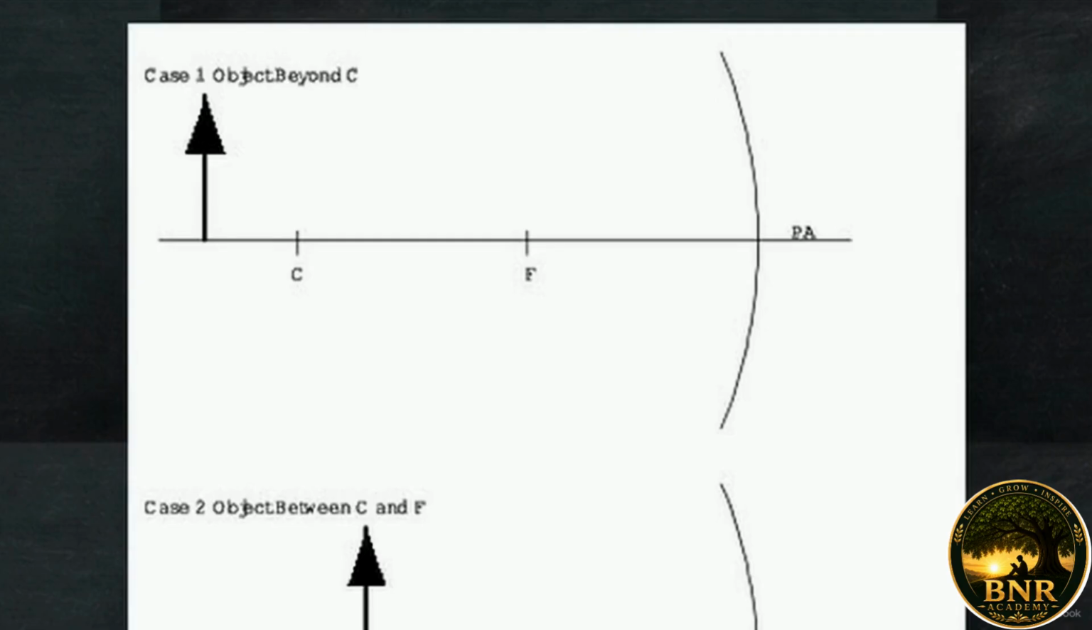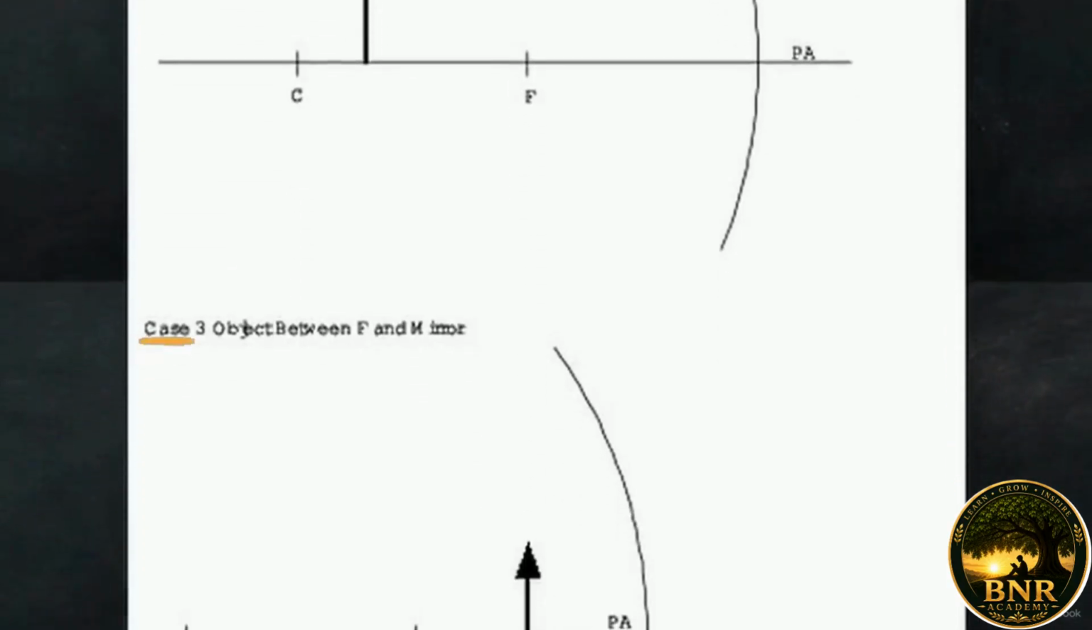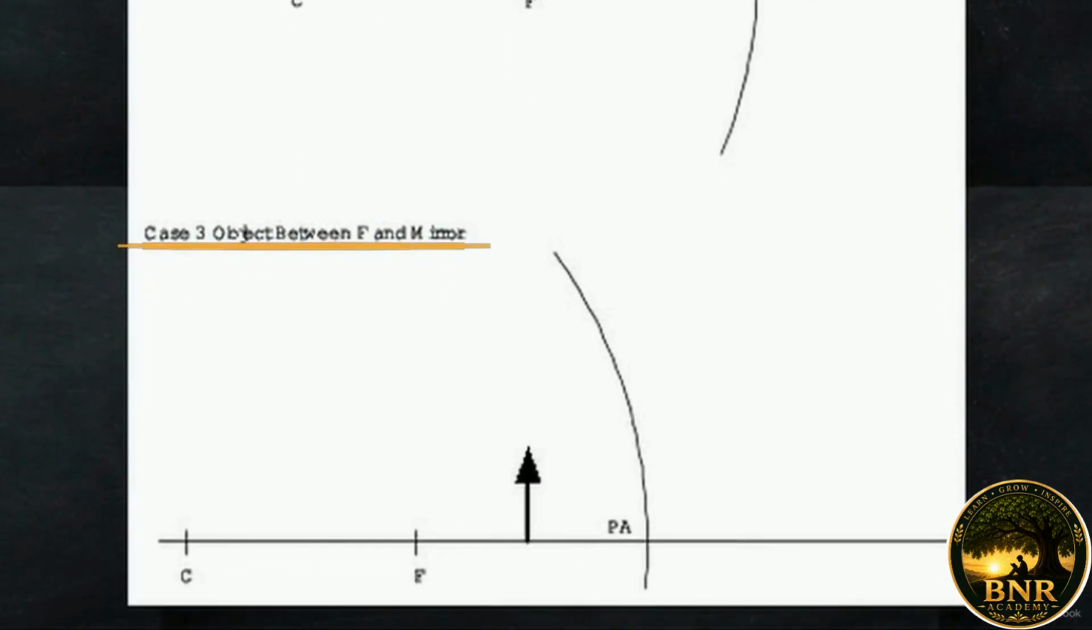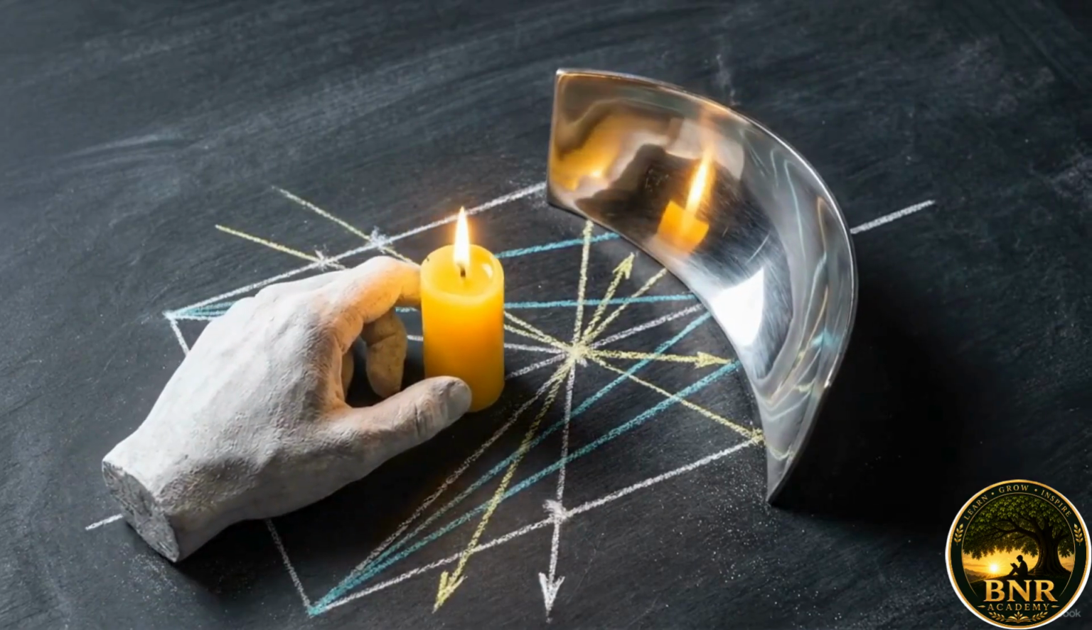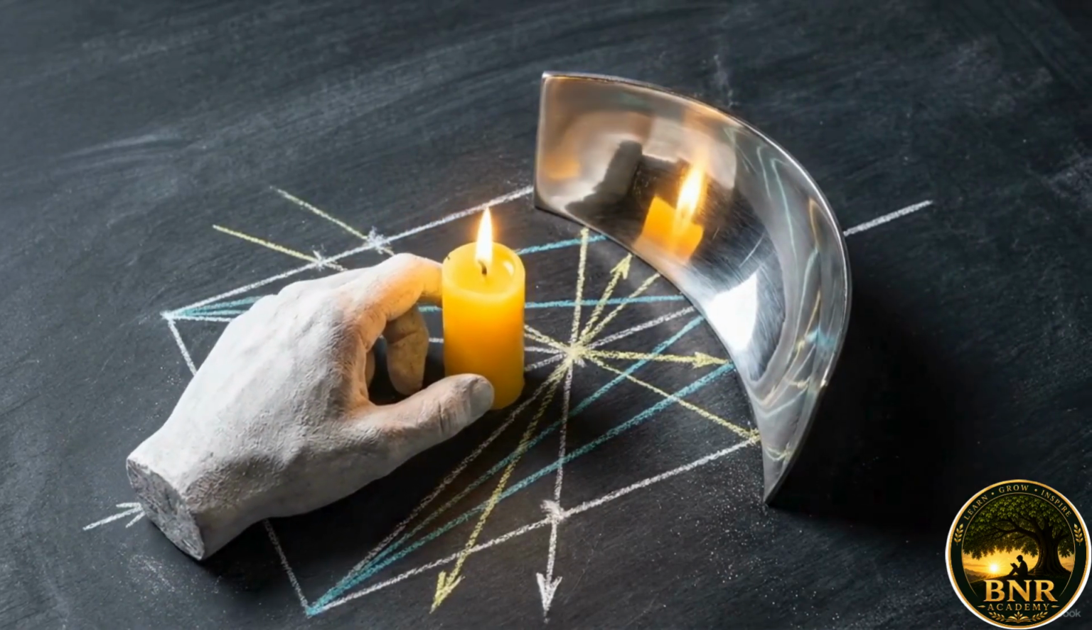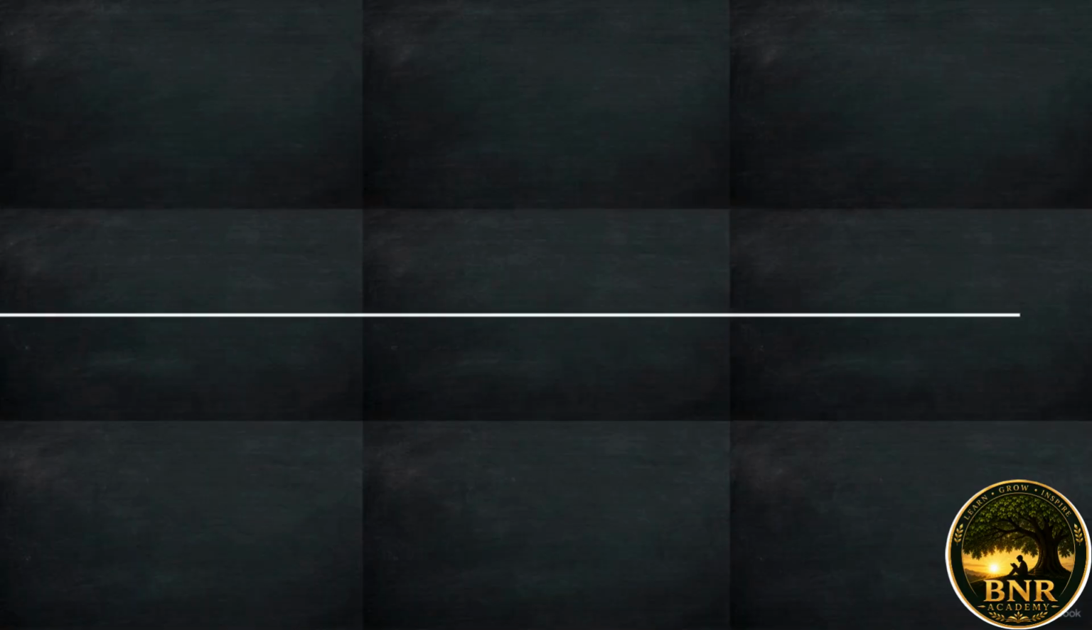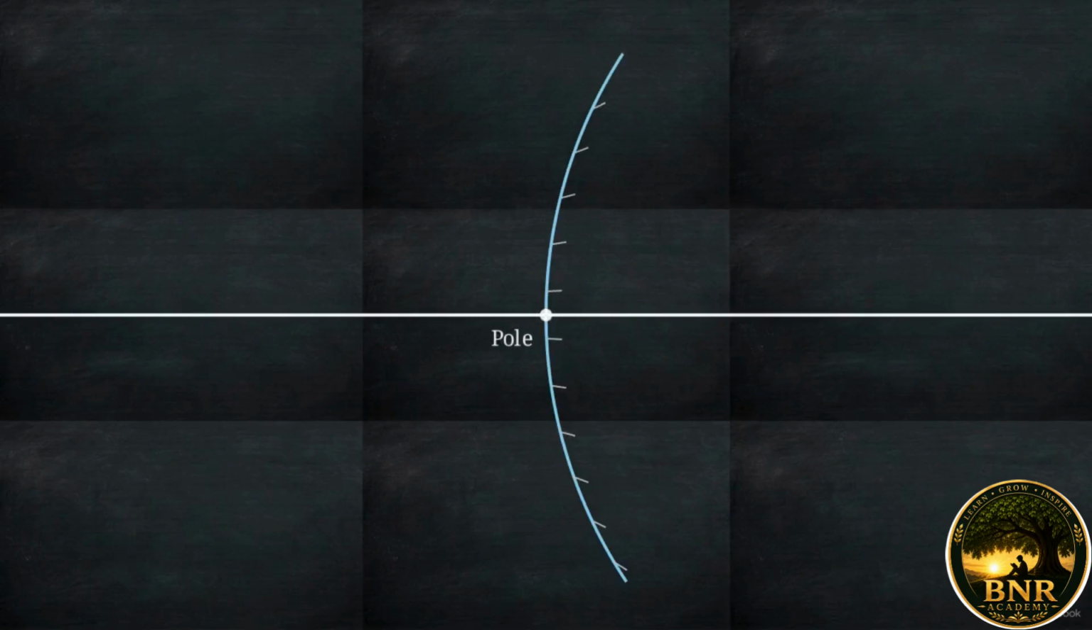Looking at these standard ray diagrams, you can see how this geometry dictates the object's transition, from beyond C all the way down to between F and mirror. The intersecting lines show exactly how the image forms. The distance between an object and the glass is the only variable determining if the result is a real image or a virtual illusion. If we flip the mirror so it bulges outward, we get a convex surface.